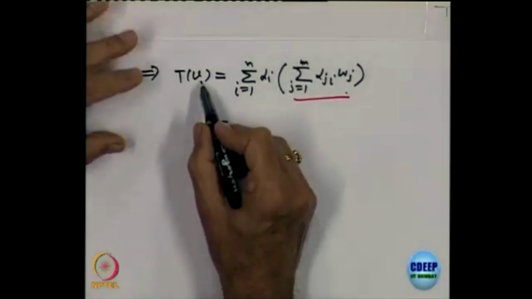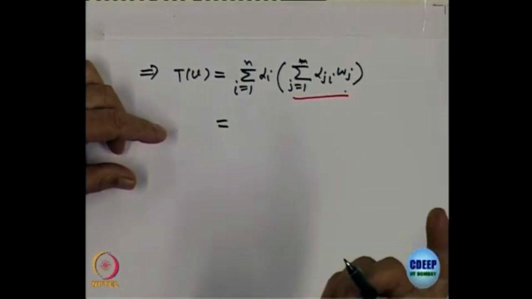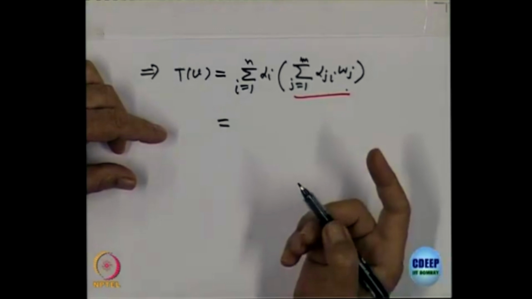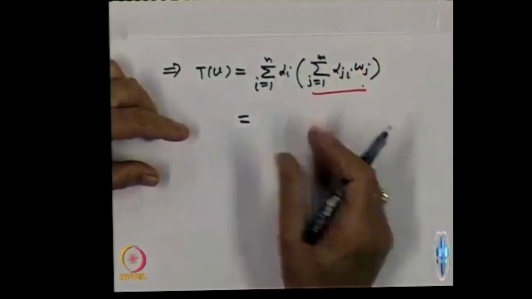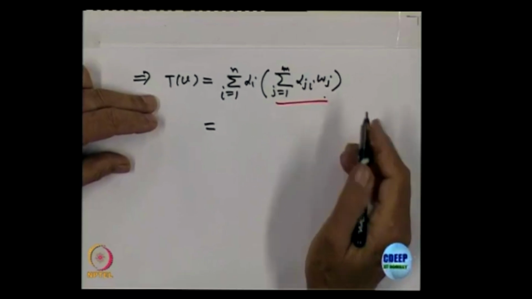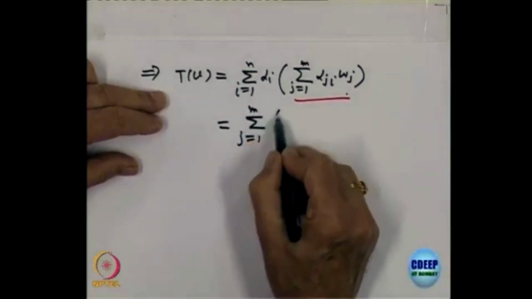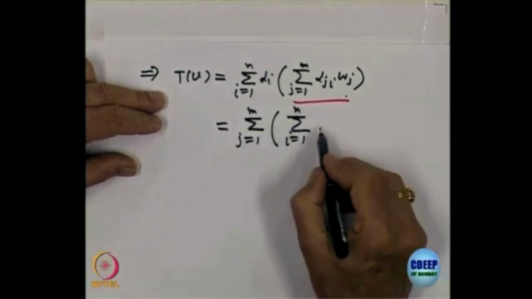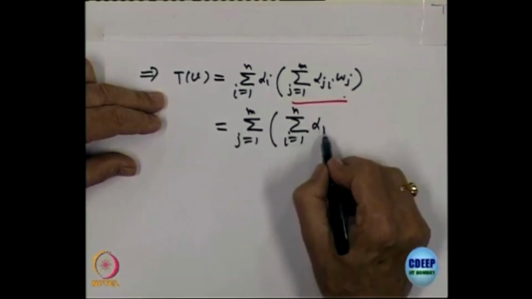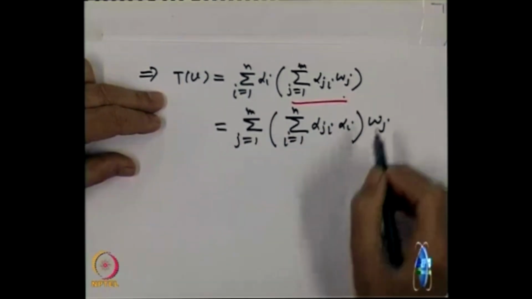But where is T of V? That is in the range, right? I should express it as a linear combination of Wj's, but they are inside. So I interchange the order of summation. There are a finite number of sums only, right? So I interchange. So what do I get? Sigma j equal to 1 to m, sigma i equal to 1 to n, alpha j i alpha i, of wj.